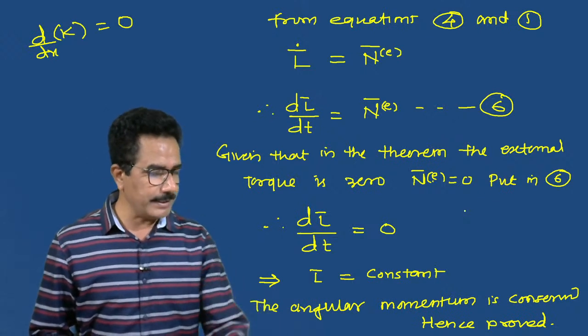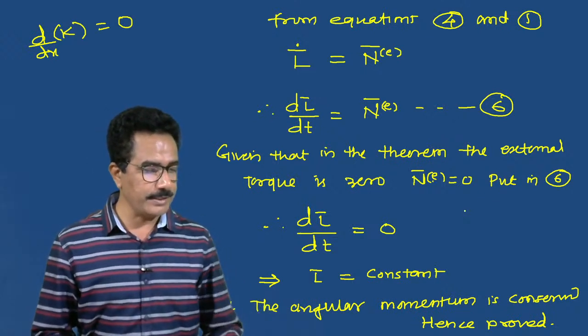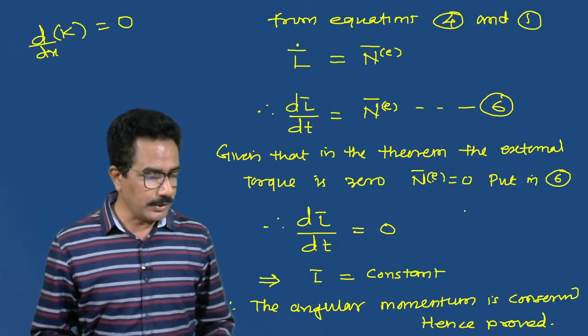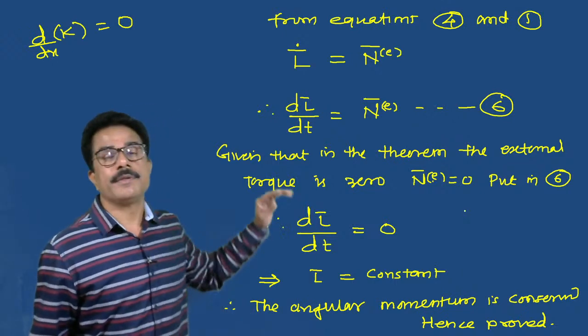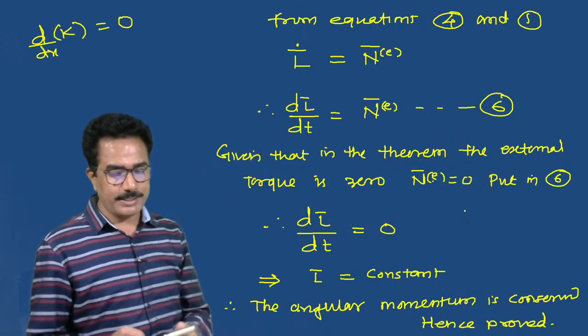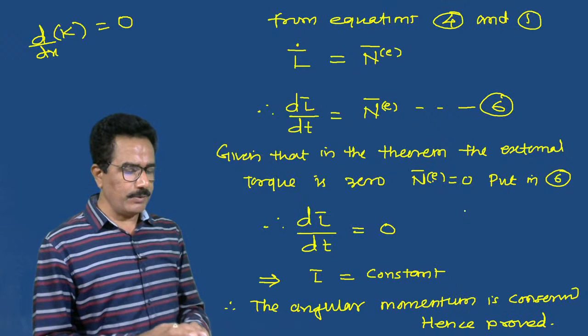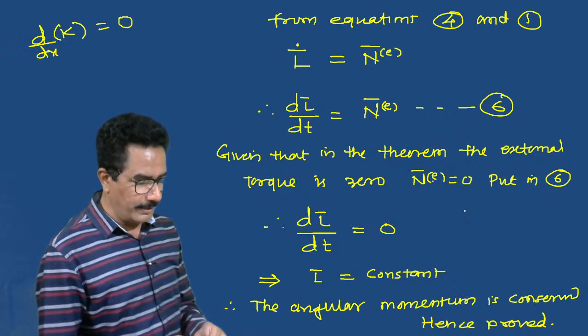And the theorem we saw yesterday, the conservation theorem of linear momentum: if the total external force is 0, in the last lecture we have seen, the total angular momentum is 0.